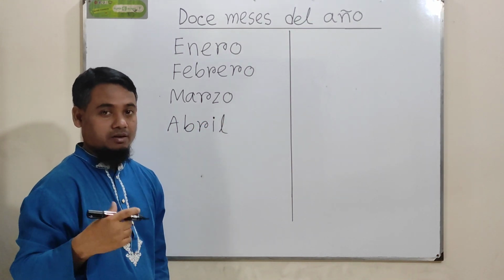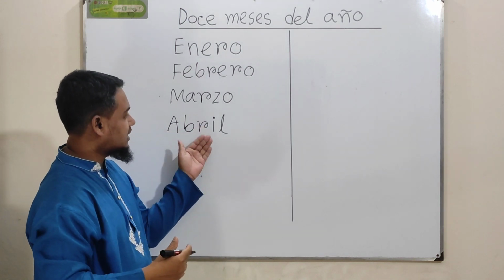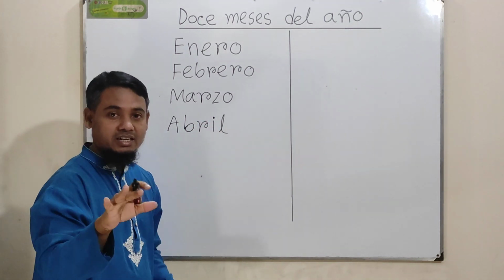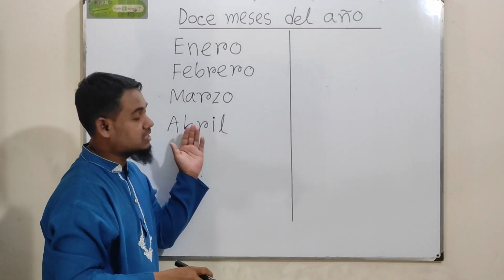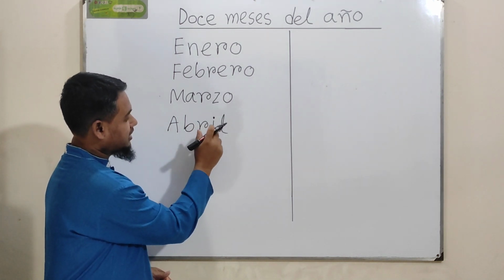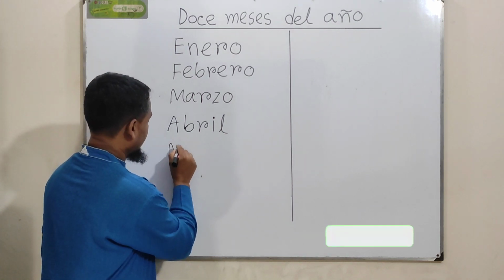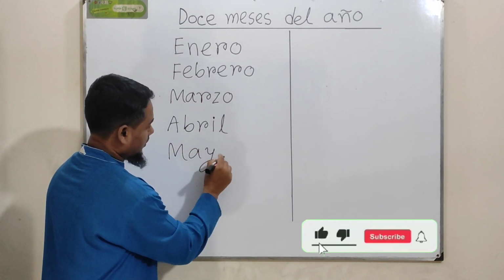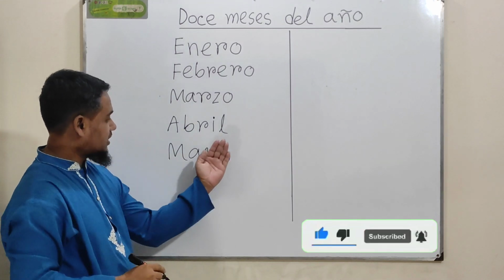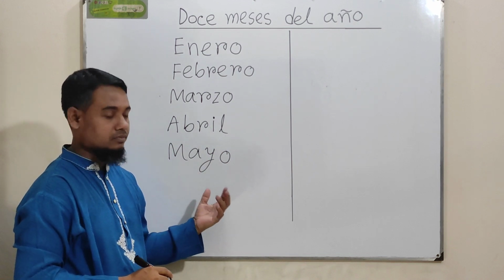Then Abril. Abril. A-B-R-I-L. Abril. This letter name is E. In English it is I, but in Spanish it is E. So A-B-R-I-L. Abril. Then Mayo. Mayo means May. In English it is May, but in Spanish it is Mayo.